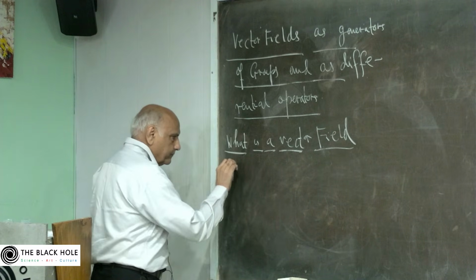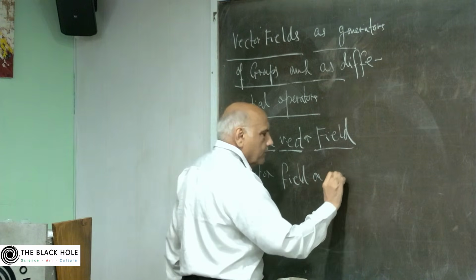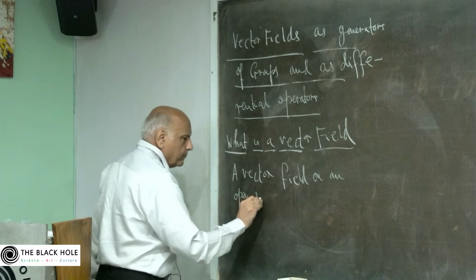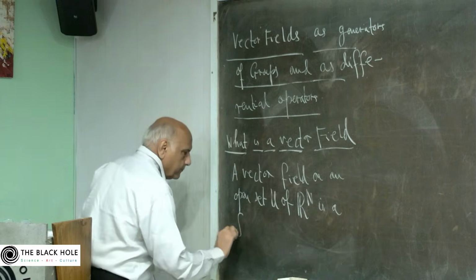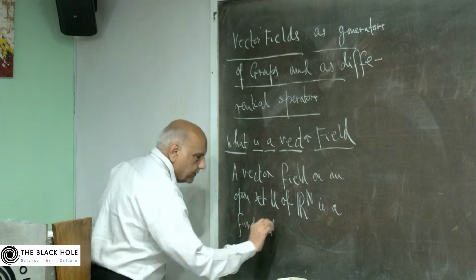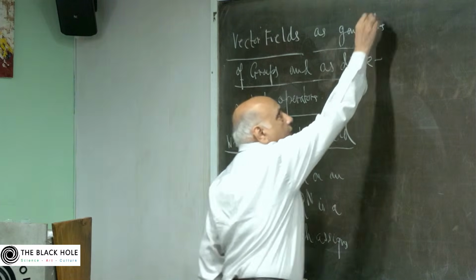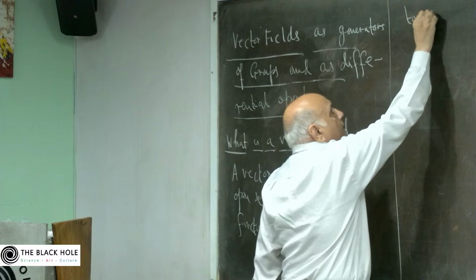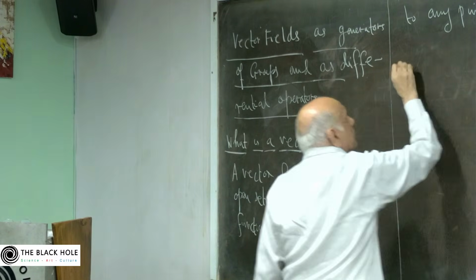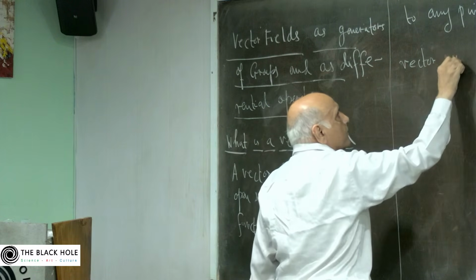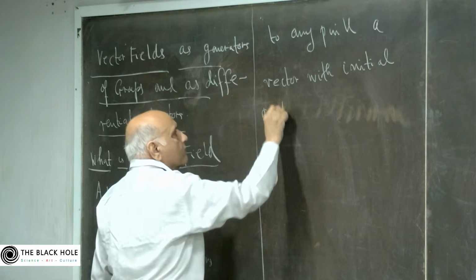So a vector field on an open set U of Rn is a function V which assigns to any point P in U a vector with initial point P.